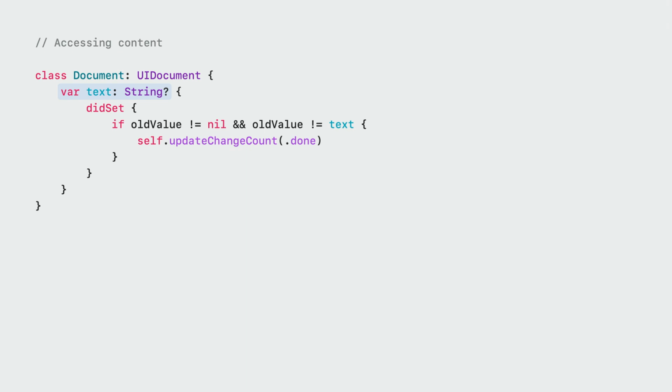For UIDocument to know when it requires saving, call updateChangeCount every time a property updates. Calling updateChangeCount allows UIDocument to mark the document as needs saving and automatically save at appropriate times.